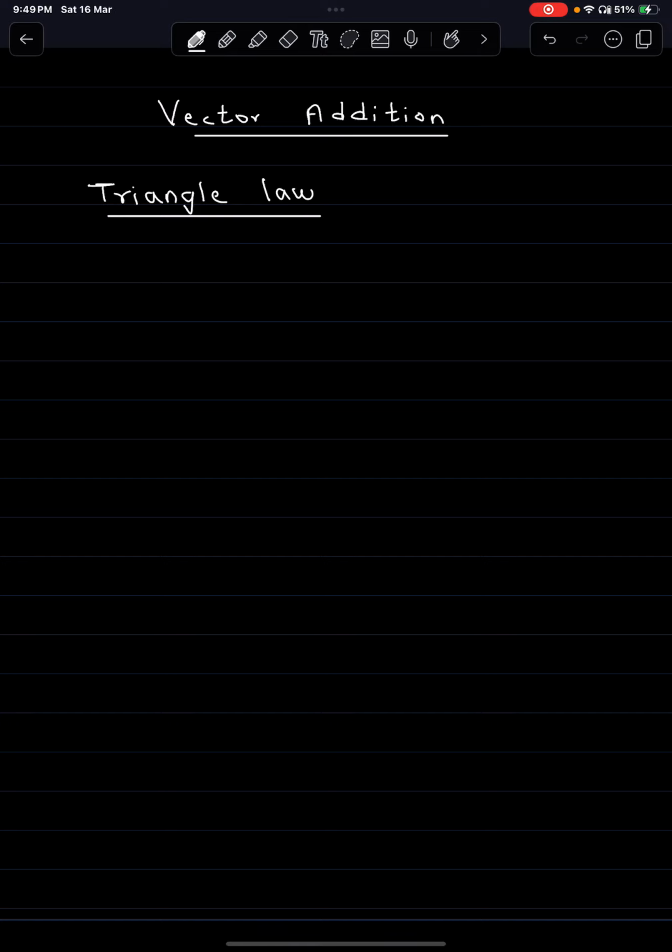Okay, now let us understand vector addition of two vectors by triangle law. Suppose this is an object and two vectors are acting on the object simultaneously. This is a vector P in this direction and another vector Q in this direction. The length of the arrow will be the magnitude of the vector.